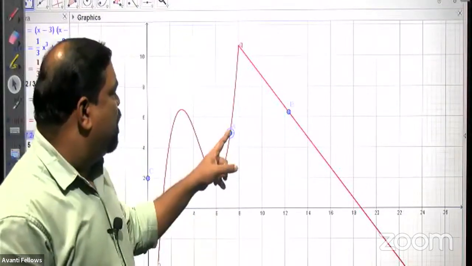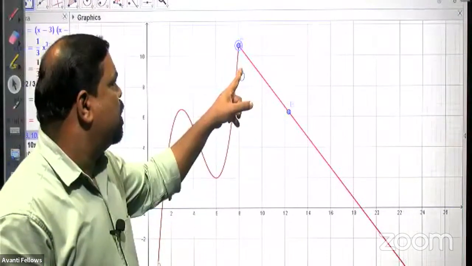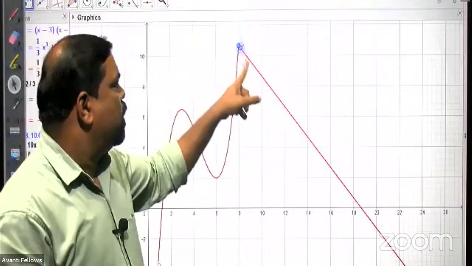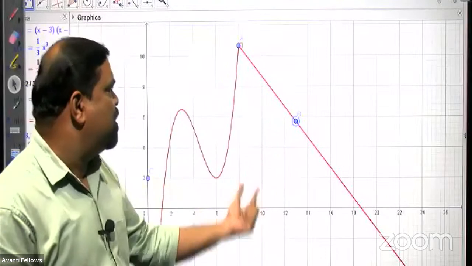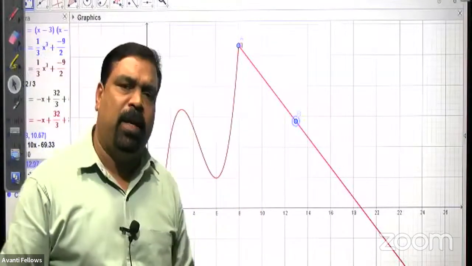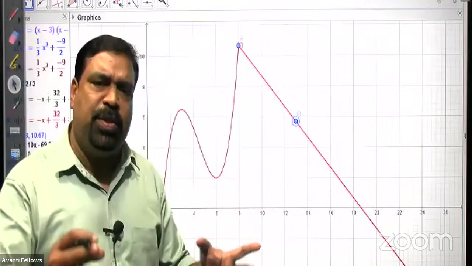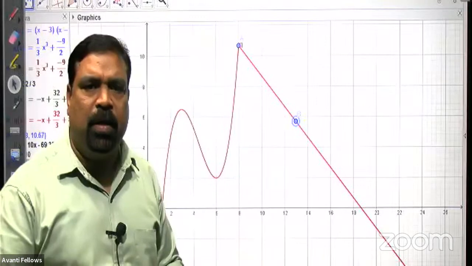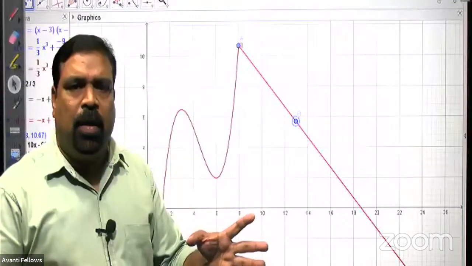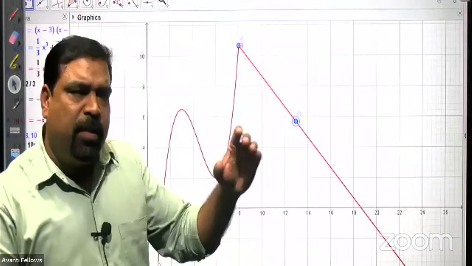Clearly at the point 8, what can you see? Left side of 8, the function is of increasing nature, and the right side of that critical point, the function is of decreasing nature. So very clearly, that is a point of local maxima, local maximum. So this test is known as the first derivative test. Clear? First derivative test.